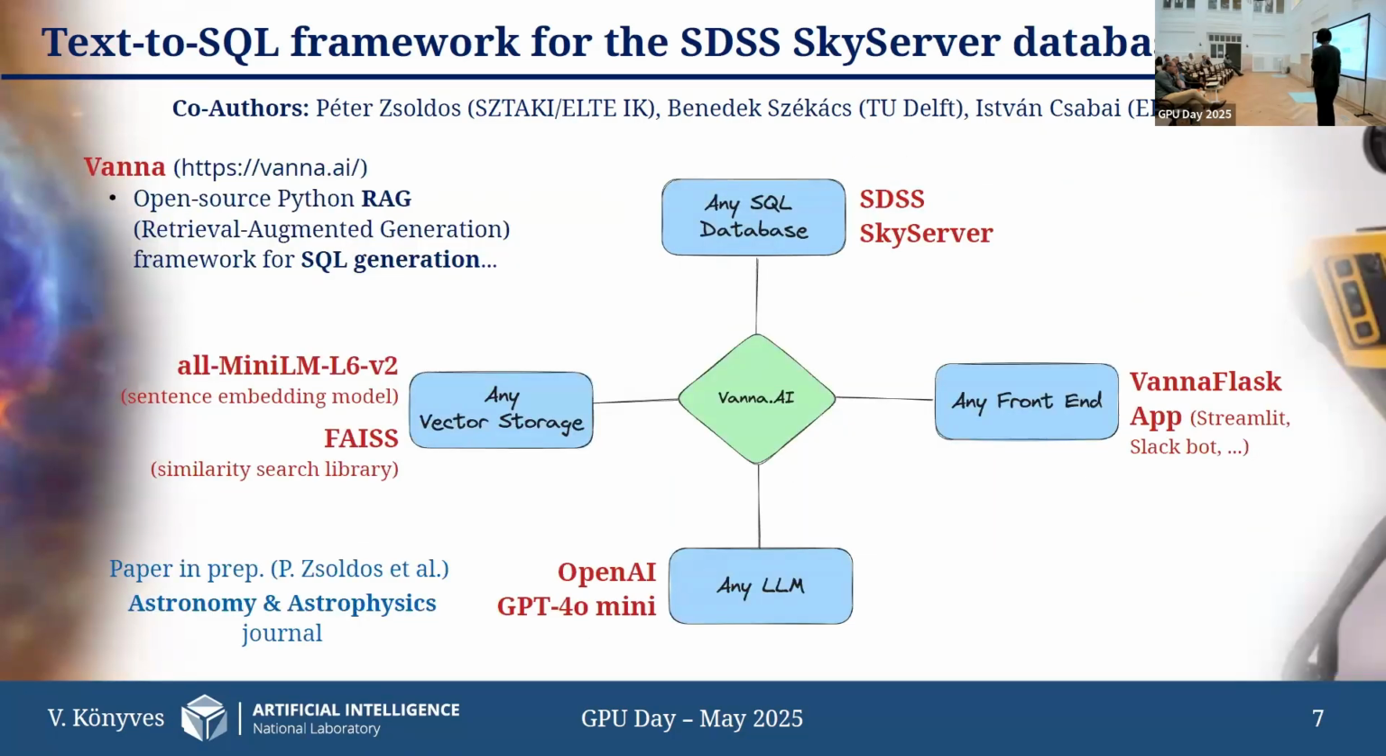And what we use to get the code from text is Vanna AI, this framework. This is an open source Python RAG framework. I won't really talk much in detail about LLMs, large language models, but I don't know if RAG, retrieval augmented generation, rings a bell?